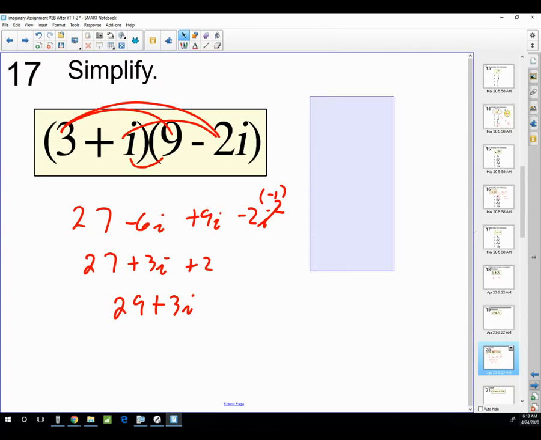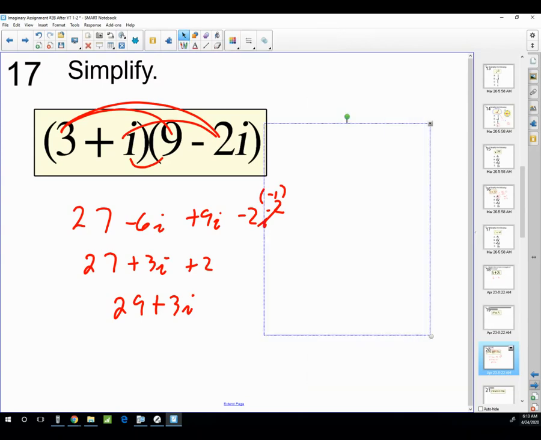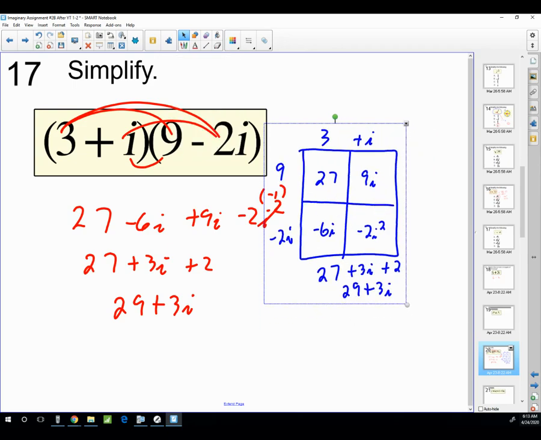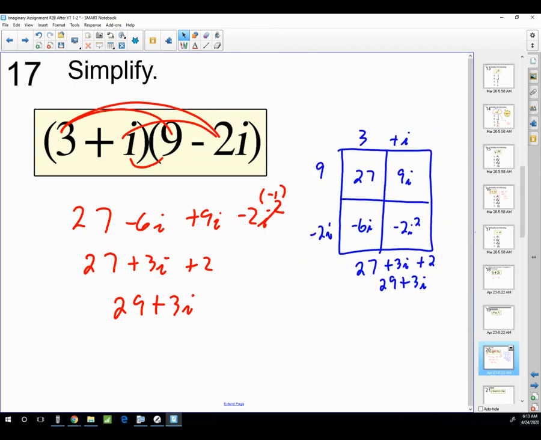If you like the boxes like my daughter does, then hey, do the boxes. I'll present that a time or two. They work just as good.